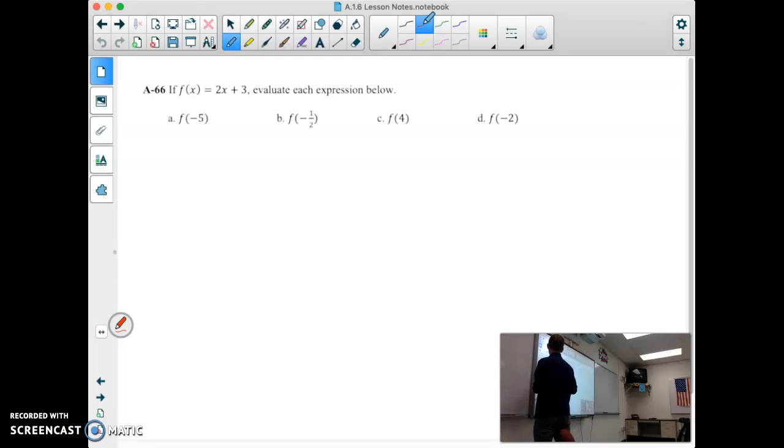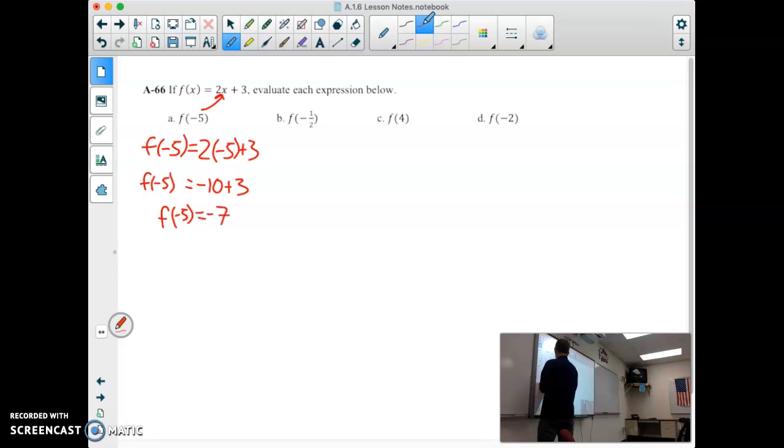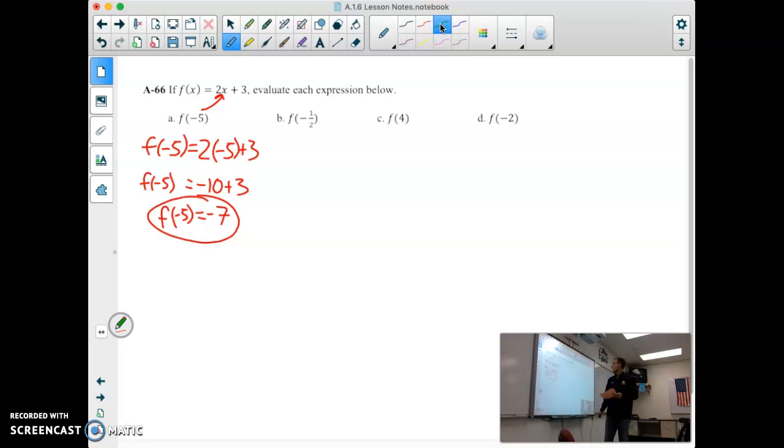So we've got f of -5. So what that means is we got to plug this -5 in for x and then solve. So we have f of -5 is equal to 2 times -5 plus 3. So from there we can multiply 2 times -5, which will get us -10 plus 3. That's still all equal to f of -5. So f of -5 is going to be -7. Not so bad, right?